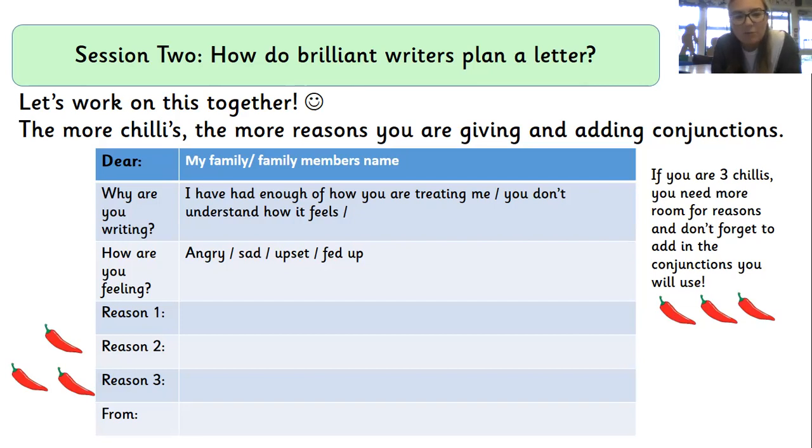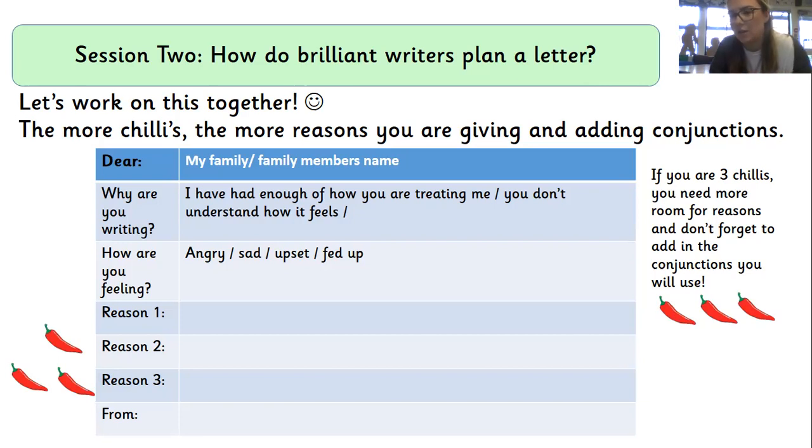Okay, now then we're going to start thinking about our reasons. If you're doing your 3 chillies, you're going to need to use conjunctions in there too. So you're not writing sentences, but you're going to tell me what conjunctions you're going to use. So reason 1, okay, you think about the first reason of why you're feeling sad or angry.